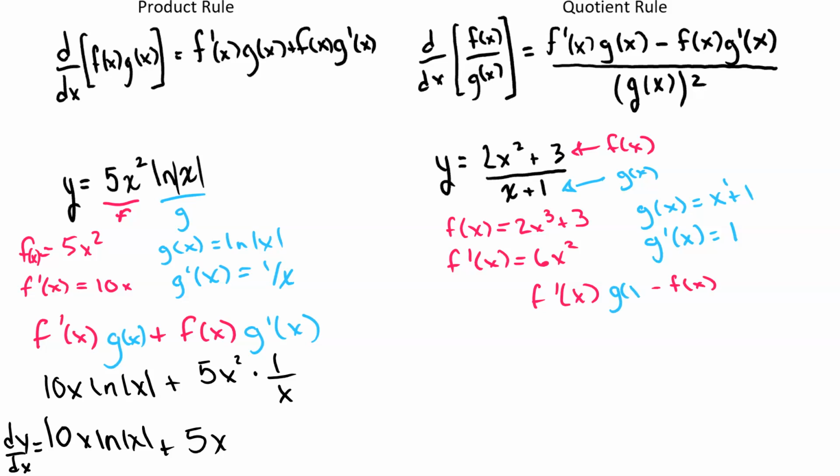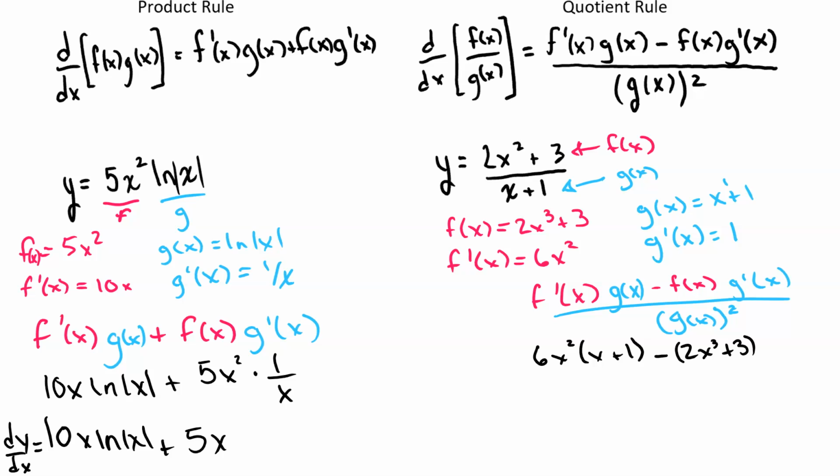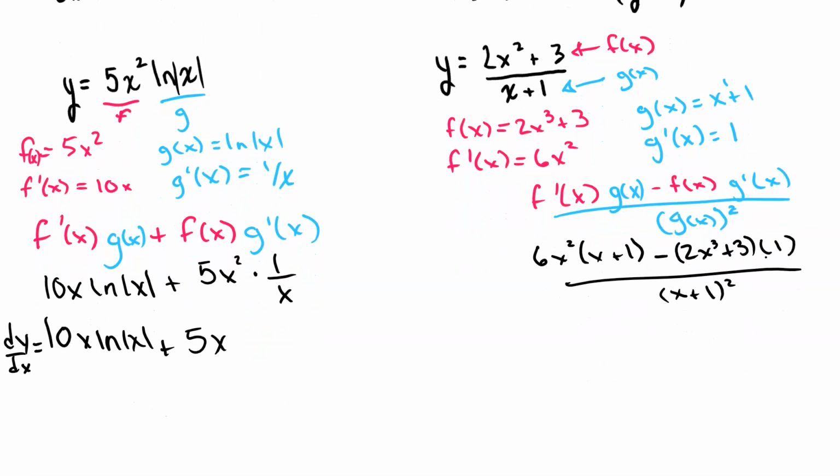Right. So all I'm doing right now is rewriting the rule. Then we're going to substitute in. So I've got 6x squared times x plus 1 minus 2x cubed plus 3 times 1 divided by x plus 1 squared. And then it's just some algebra from there. Right, which y'all are more than capable of doing.